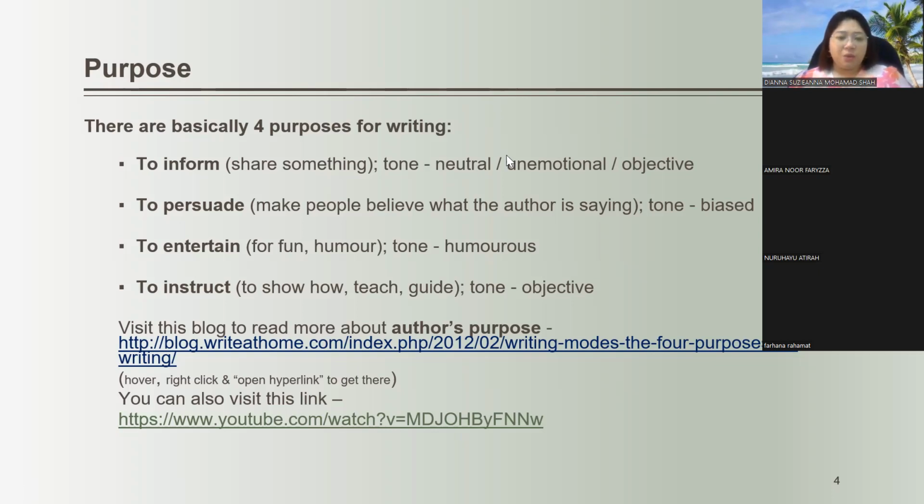All right. So I have uploaded this slide in your Padlet, like I mentioned previously. If you would like to know more on the four purposes of writing, you can click the link and you can read on your own. If you have any question, come back to me.